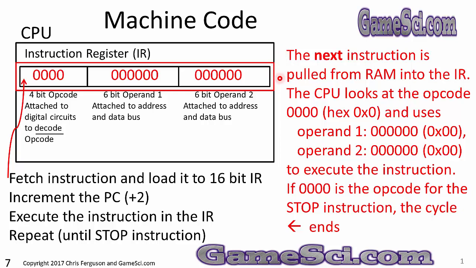The next instruction is pulled from RAM into the IR. The CPU looks at the opcode, which is all zeros, hex 0, and uses operand 1, which is all zeros, and operand 2, which is all zeros, to execute the instruction. If 0000 is the opcode for the stop instruction, the cycle ends. There is an instruction in a computer program that says stop executing. If all zeros is that instruction, we will exit the von Neumann instruction cycle.